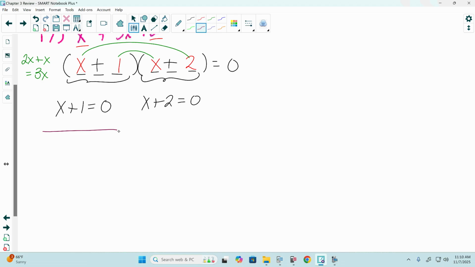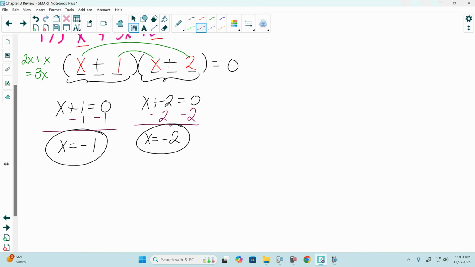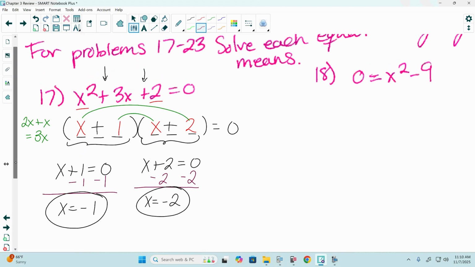So x plus 1, we just need to get x by itself. First thing we would do is subtract 1. x is now by itself, so x is equal to -1. If we had a number in front of x, we would then divide it to get x by itself. For x plus 2, we would subtract 2, telling us x is equal to -2. That's it.